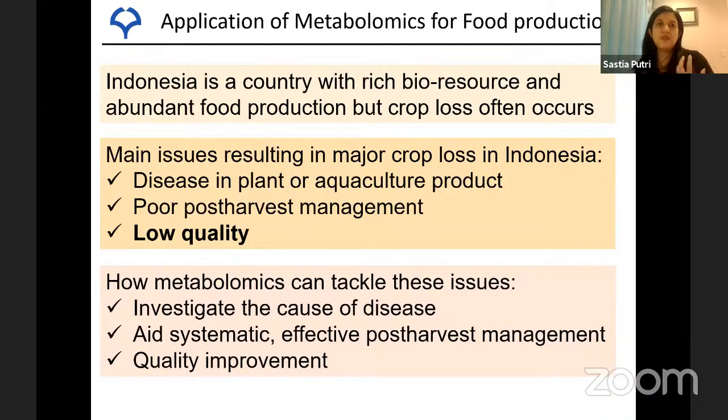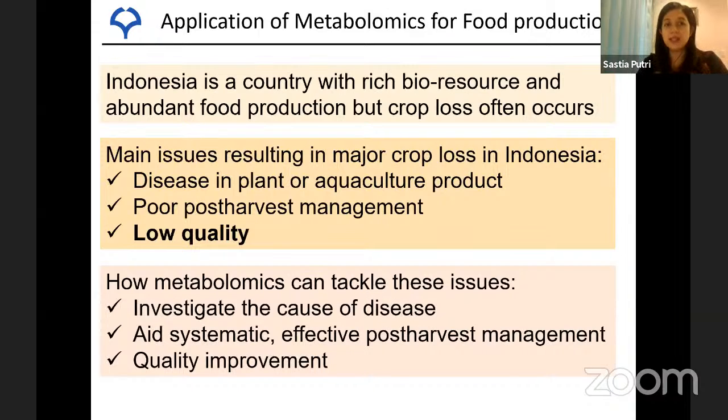So we know that our nation is very rich in bioresources and we have abundant food production, but still crop loss often occurs. Many of these are caused by either disease in plant and aquaculture products, or poor post-harvest management, so the food products are already spoiled even before they reach the consumer, or they're of very low quality, so they cannot be sold. So it's basically just finally given as feed for animals. Instead, if it's processed in a very high quality, actually it could be sold to consumers or even go for export. So how can metabolomics tackle these issues?